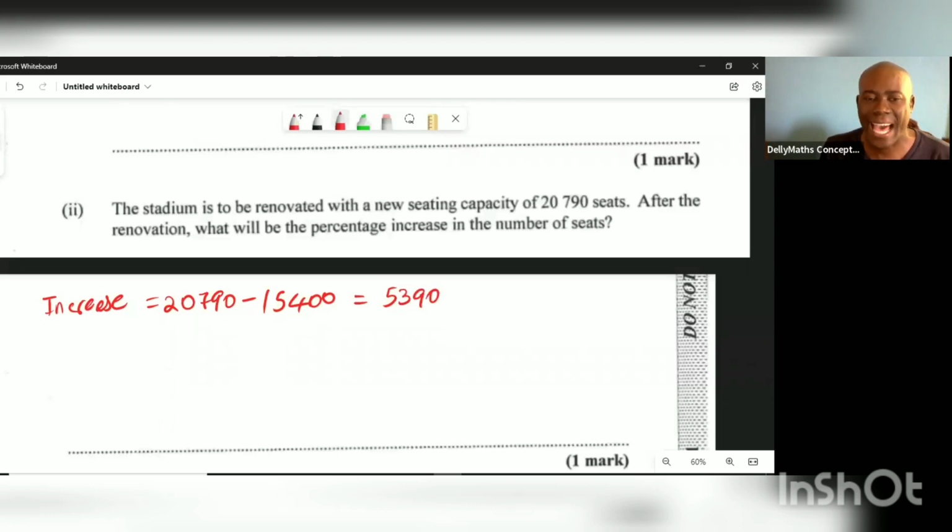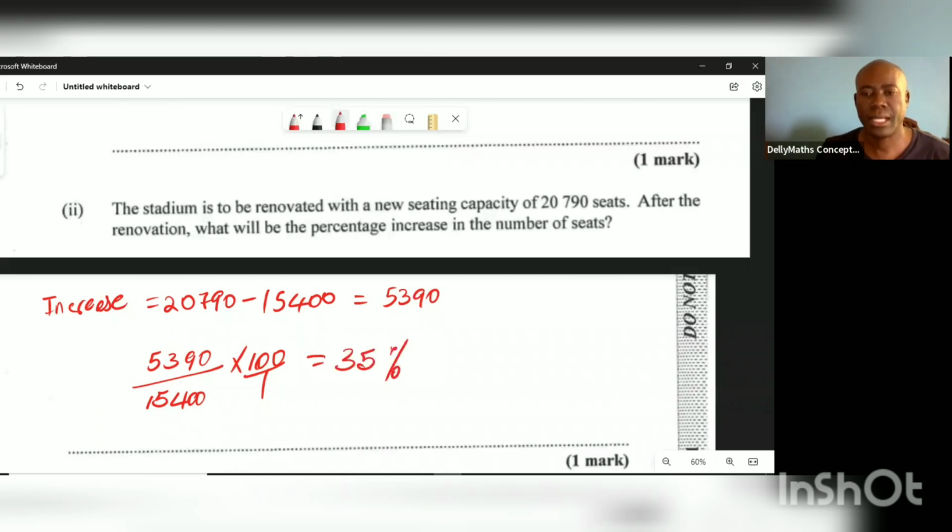Then you want to write this as a percentage. So it's going to be 5,390 over the original number of seats, and then you turn that into a percentage. That will take us to the answer. So 5,390, we want to divide that by 15,400, and then you multiply it by 100. And then we're getting 35%. All right, so that is taking us to 35%. Yep, there we go.